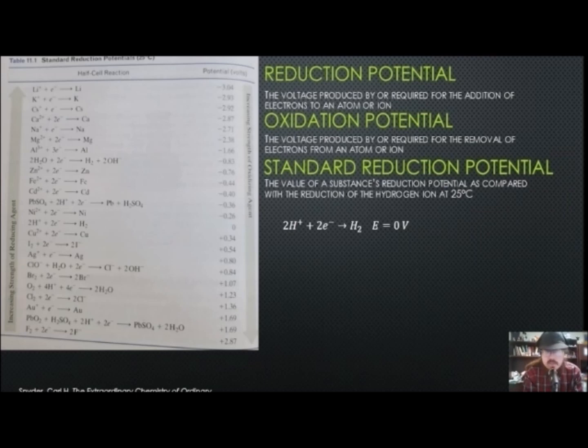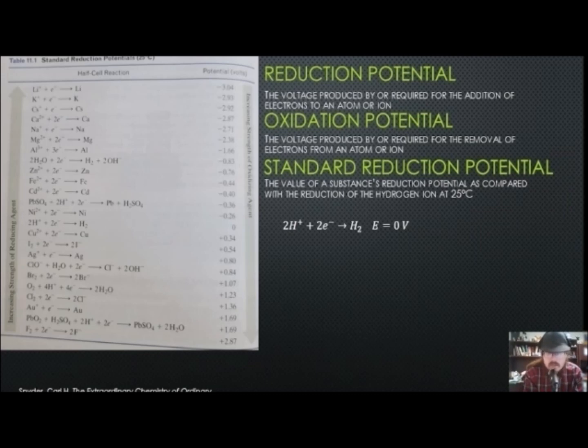The reduction potential is the voltage produced by or required for the addition of electrons to the atom or ion. So, the potential to be reduced. And the oxidation potential is obviously the voltage produced by or required for the removal of electrons from the atom. The energy that it produces or requires to be oxidized.